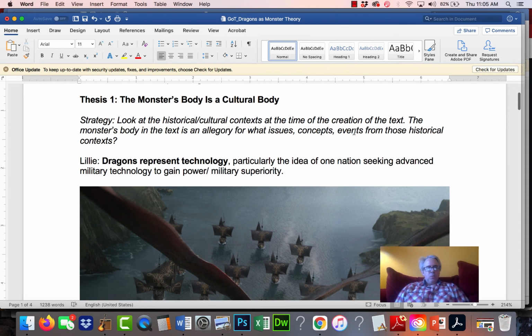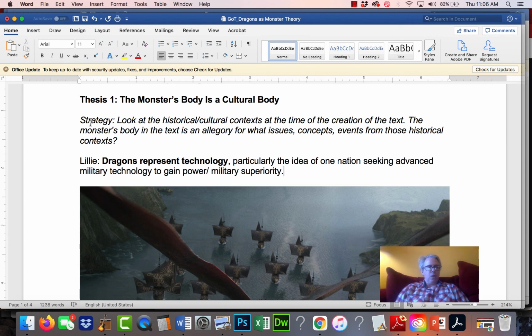The monster's body is a cultural body. I'm just making this as a simple Word doc, and I'll save it as a PDF and put it up. Part of the reason is because monster theory could be a strategy for you to use when you're doing your final project. It's certainly open as one of the tools, depending on what text you choose for your final project analysis.